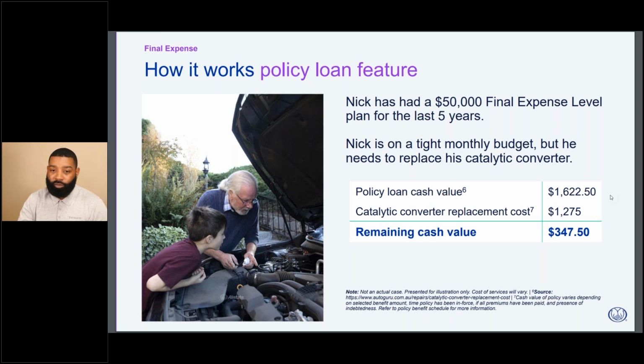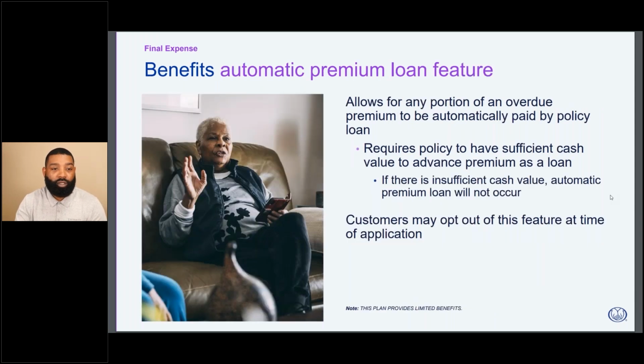So again, Nick was able to get his catalytic converter fixed based off his policy loan cash value, and he still had a remaining $347.50. So awesome. Good job, Nick.